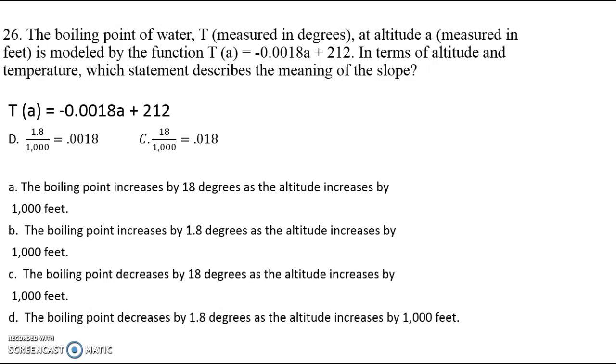I divided 1.8 by 1,000 feet, and it equals 0.0018. And then for C, I divided 18 by 1,000, which equals 0.018. The closest answer to my slope was D, which is 0.0018, and that's the same as the slope for the function that was given to us. Because it was asking which statement describes the meaning of the slope, that best describes the meaning of our slope.